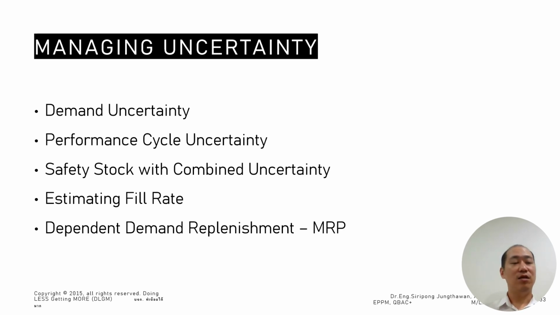Manage uncertainties, demand uncertainty, or sometimes performance cycle uncertainties. Safety stock with combined uncertainty; also you have to know information about this performance. Estimate fill rate, and also you have a target, like 95% fill rate. And also dependent demand replenishment, where you have to use MRP. You can remember MRP, material requirement planning. You use it to help you design for dependent demand, right? No forecasting; you forecast only independent demand. You cannot forecast dependent demand, so you use MRP to help you do it.